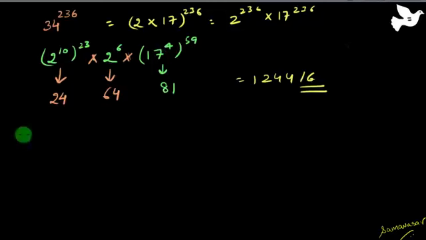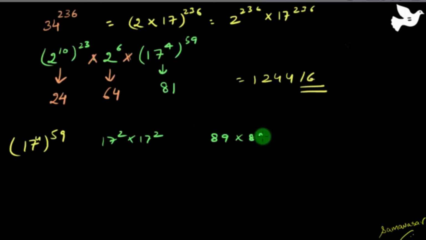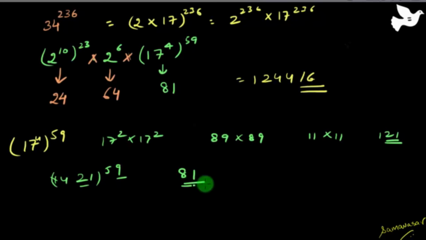So I'm trying to find out the last two digits of 17 raised to power 4 raised to power 59. So this is what I need to find out. So this is 17 square into 17 square. So again 17 square is 289. Forget about the 2. That is 89 into 89. 89 is 100 minus 11. So this is the same as 11 into 11. That is 121. So last two digits 2 1. So this is simply something x y 2 1 raised to the power 59. So 2 into 9 is 18, 8 and 1. These are the last two digits. So I just showed you how you can do this quickly.